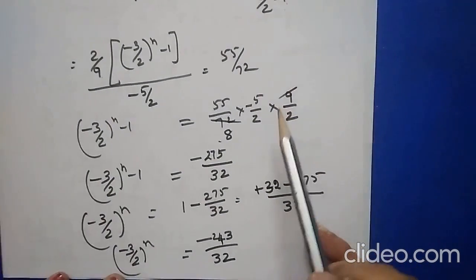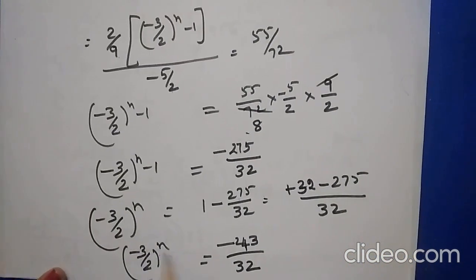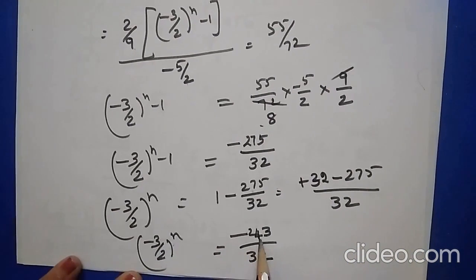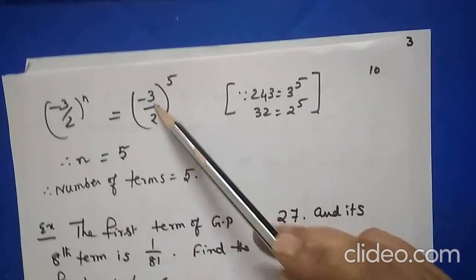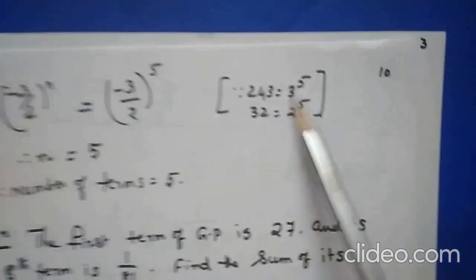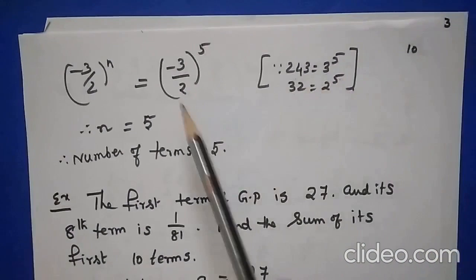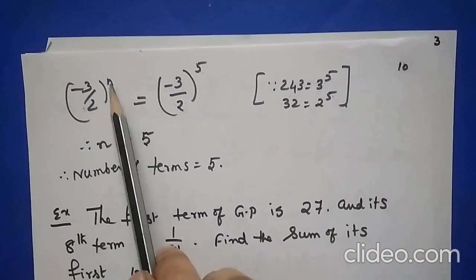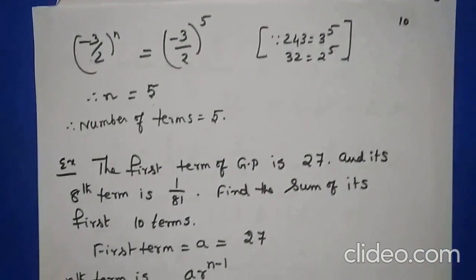By simplifying, you are getting minus 3 by 2 whole to the power of n is equal to minus 243 by 32. Now minus 3 by 2 whole to the power of n is equal to minus 3 by 2 whole to the power of 5, since 243 is 3 to the power of 5 and 32 is 2 to the power of 5. Now the base is the same, so the power n is equal to 5. Therefore the number of terms is equal to 5.